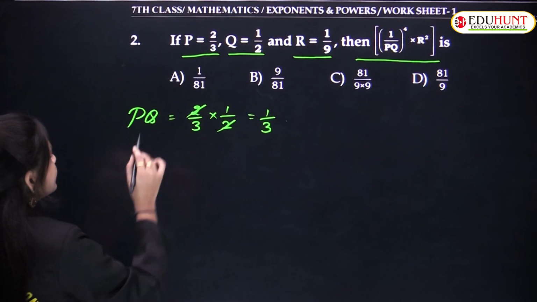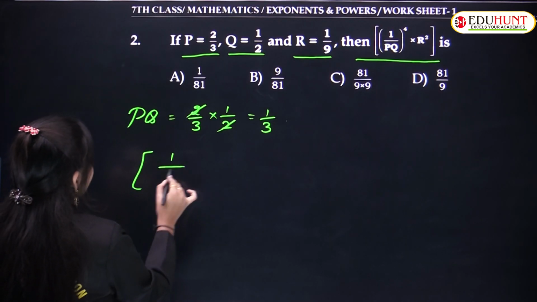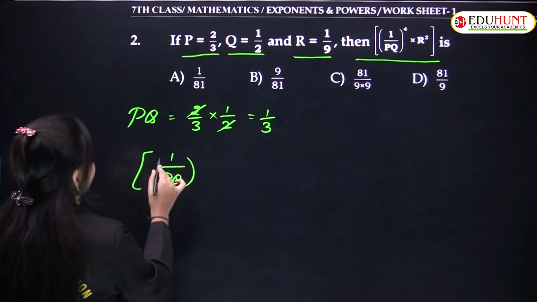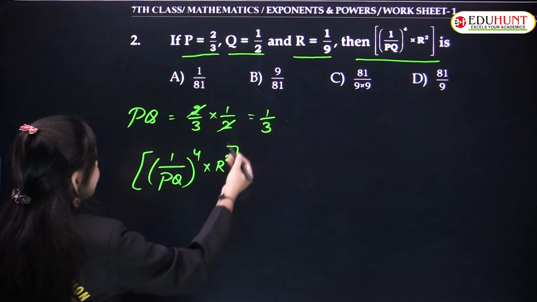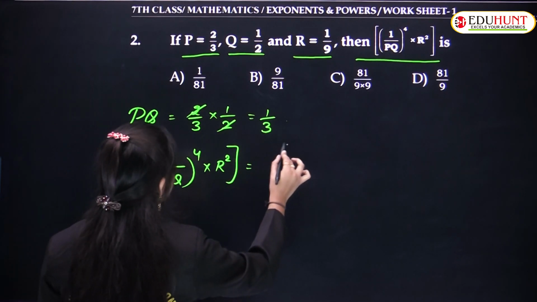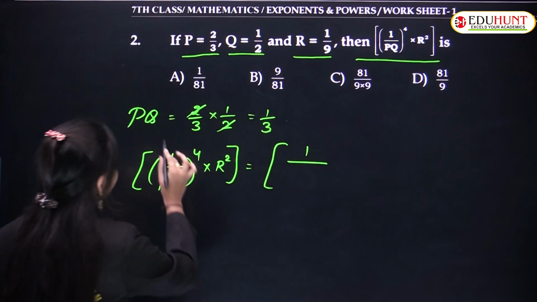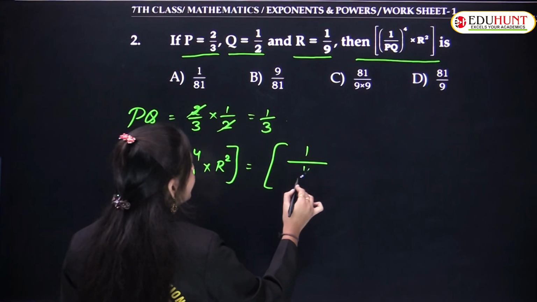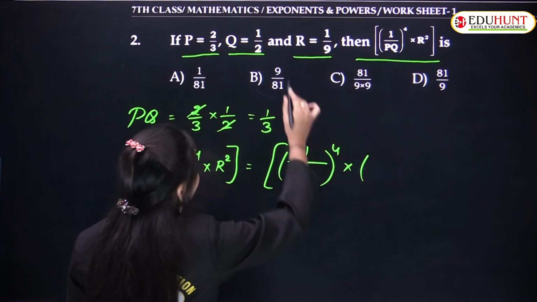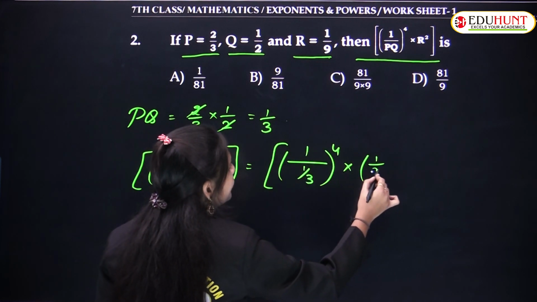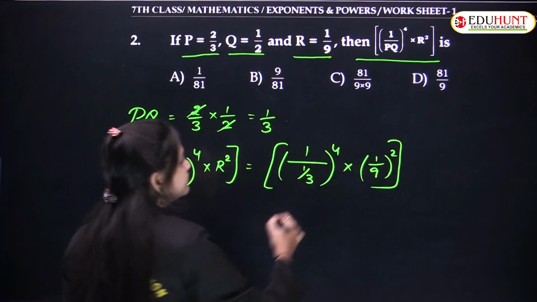Okay. Now here just substitute 1 by PQ whole power 4 into R square. R square means directly we can write that. Now here 1 by PQ is equals to 1 by 3, so we got 1 by 3 whole power 4 into R square. R is equals to 1 by 9 whole square.